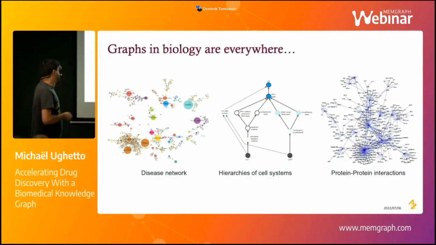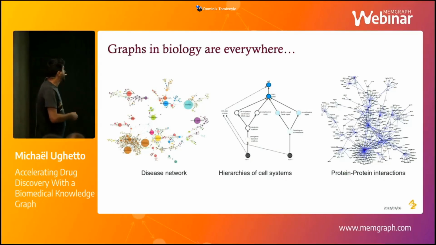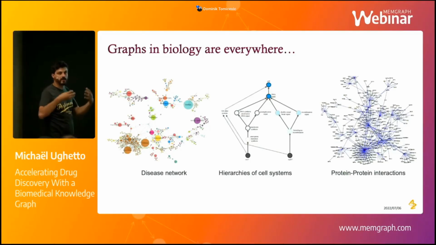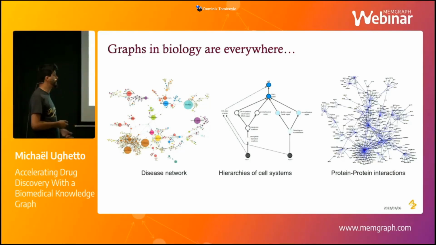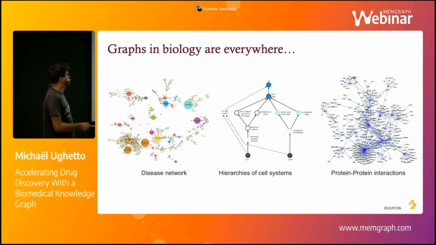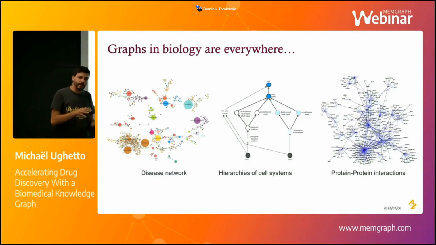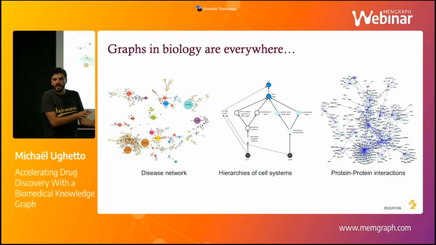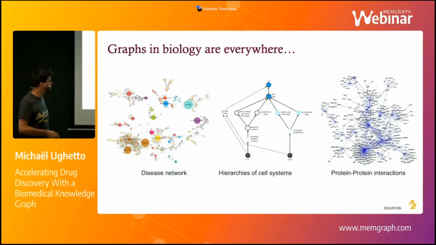There are a lot of graphs in biology. So I showed you the disease network that you can see as a similarity graph. You also have hierarchical graphs that represent hierarchies of diseases, cell components, mechanisms of action, etc. And then you have more exogenous graphs, which are protein-protein interactions that are more chemistry related, but the chemistry is in any case too hard for us to infer. So usually you measure it in the lab and you infer that things are interacting.